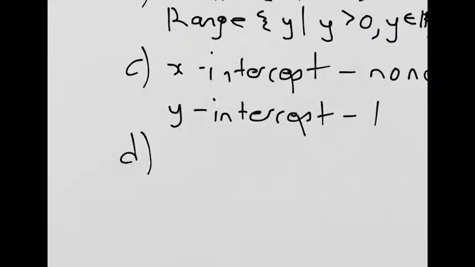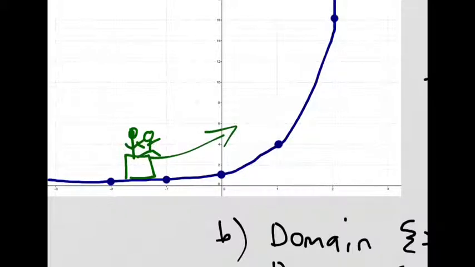D, is the function increasing or decreasing? So if you're a little guy on a roller coaster cart here, I'll put it green here. So if you're a little guy on a roller coaster, I'm really bad at drawing roller coasters. Okay? And you're going from left to right. You're going this direction. Would you be going up or would you be going down? Up, obviously. Okay, so it's an increasing function.